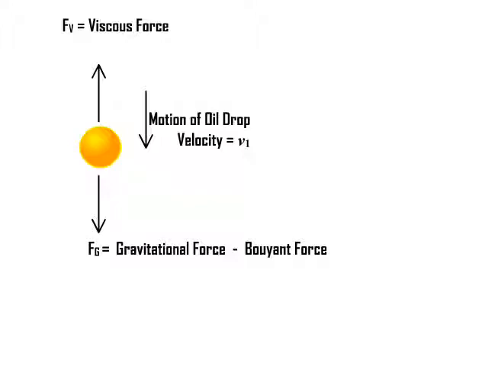Let us see what forces act on the oil drop. While calculating the gravitational force, we have to take into consideration the buoyant force. Now Fg, the gravitational force, is equal to 4/3 pi r cubed (rho minus rho air) into g, where 4/3 pi r cubed is the volume of the oil drop and g is the acceleration due to gravity. Rho is the density of oil and rho air is the density of air. Using Stokes' law, Fv equals 6 pi eta r v1, where r is the radius of the oil drop and eta is the viscosity of air.